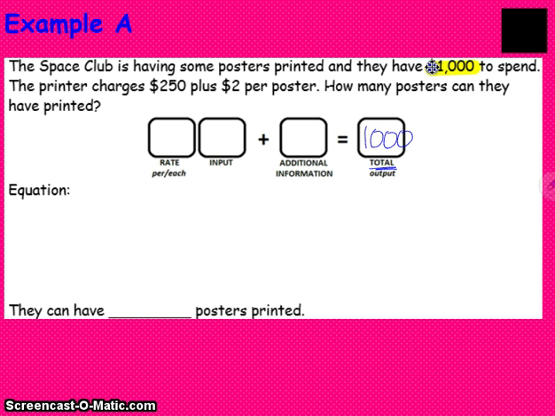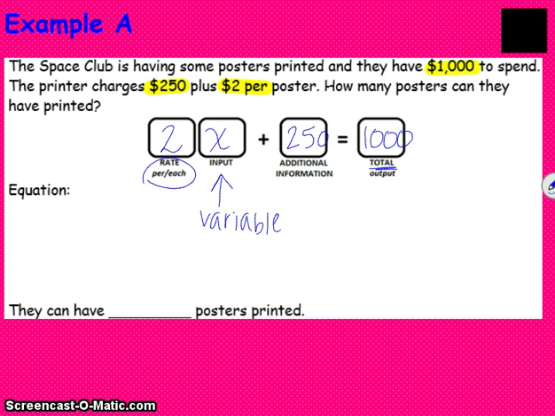The next thing that my step says is to find where it says per or each. So $2 per. And so that's going to go right here in my rate, because remember that's the rate of change. So I'm going to put 2 here. My input is always my variable, and so in this instance I want to go ahead and put an X. You can use any letter that you'd like, I just like X's. And so my last step tells me to find that additional information. So the only number that's left is 250, and that's going to go in the additional information box.